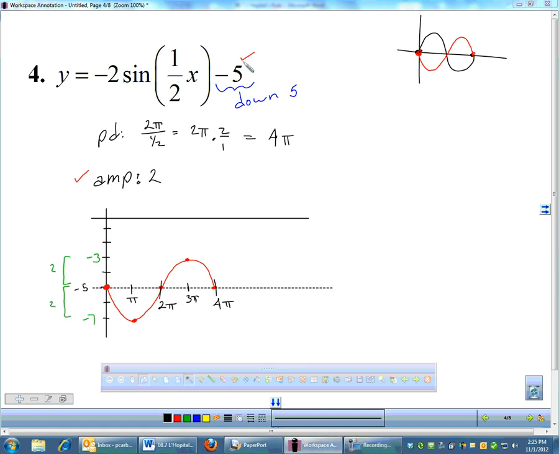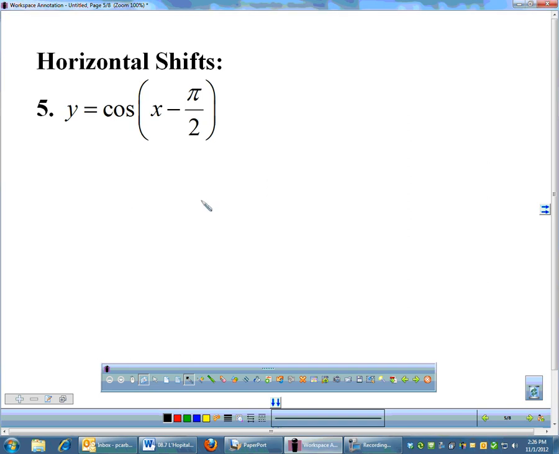With your vertical shifts, remember if there's a -5 or plus something on the outside, we started by shifting down, and we did that at the very beginning. With a horizontal shift, we're actually going to go back and graph the original cosine first. Then in the end, I'm going to take care of my shift. And the rules for transformations have never changed.